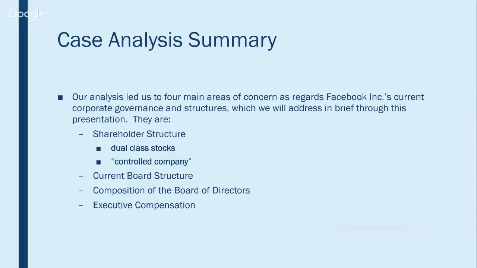A summary of our analysis is that we found 4 main areas of concern as regards Facebook's corporate governance and structures, and we're going to address them in brief through this presentation. The main areas of concern that we found were shareholder structure, which had 2 components, one of dual class stocks and one of being a controlled company, current board structure, composition of the board of directors, and executive compensation.